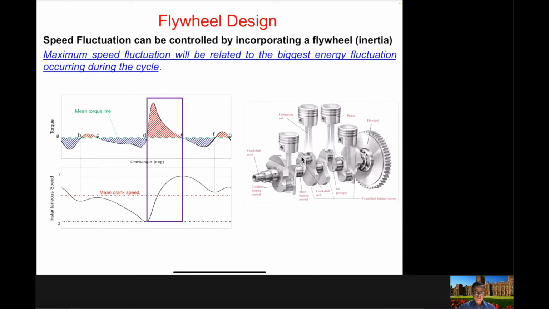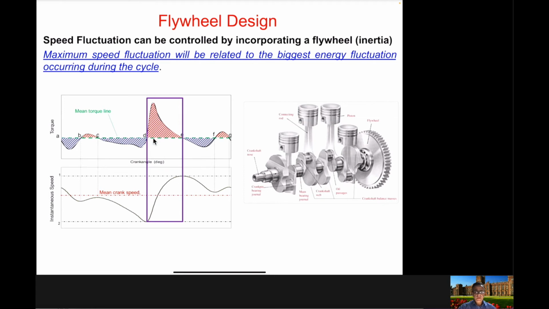So you can see on this slide that we will then talk about the design of the flywheel to reduce the speed fluctuation. Now the speed fluctuation can be controlled by incorporating a flywheel. So a flywheel is a mechanical device which stores energy when it is not required, and will supply energy when it is required by the engine.